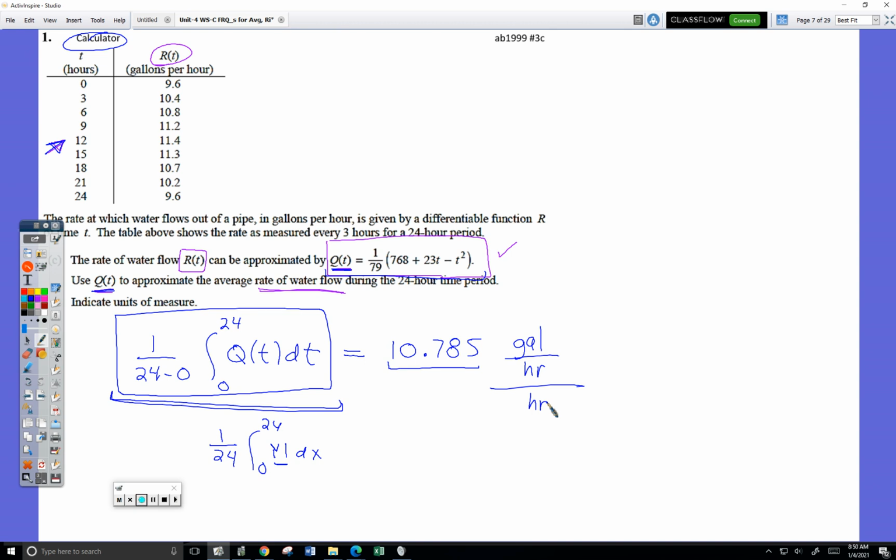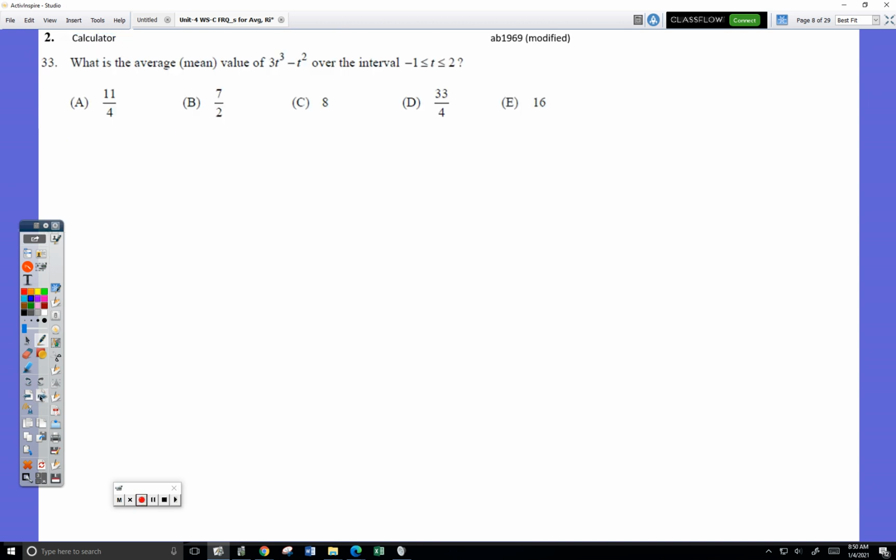Let's keep going. We've got another couple minutes. Problem 3 says, what is the average or mean value of this formula over that interval? So if I want to find the average of anything, I simply integrate whatever I'm averaging. I'm supposed to integrate from negative 1 until 2. Because I'm finding an average, I can't forget the division here. If you think about how you found the average of just a few numbers, this kind of helps, because we always divide by how many we're adding up. That's really how this formula kind of works.